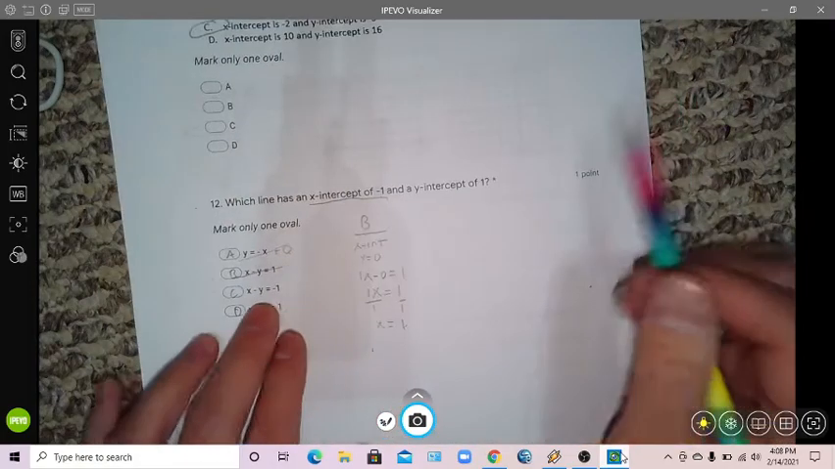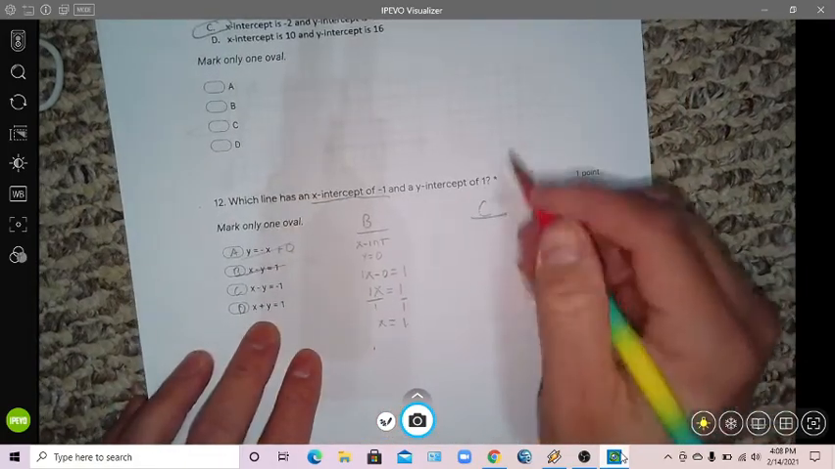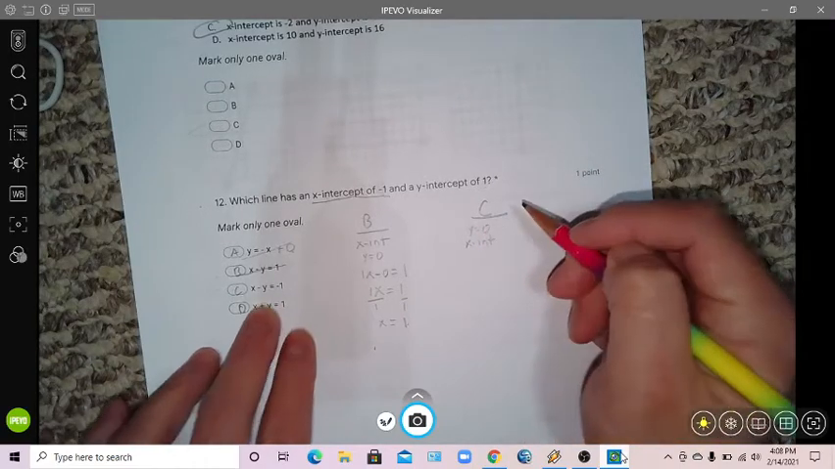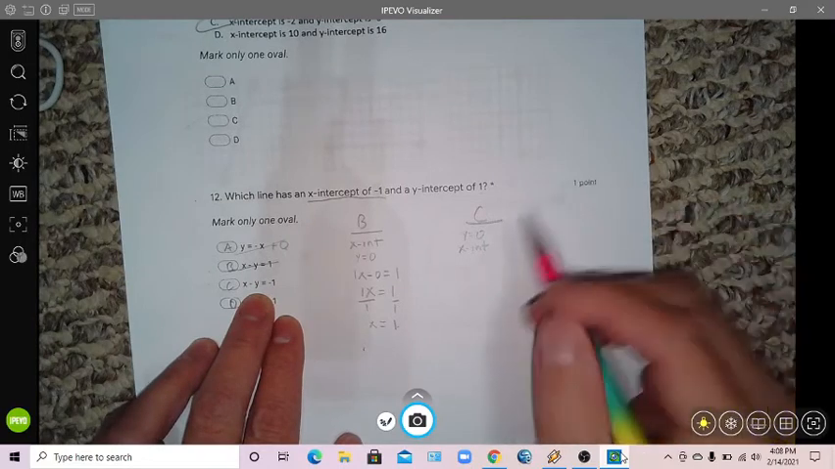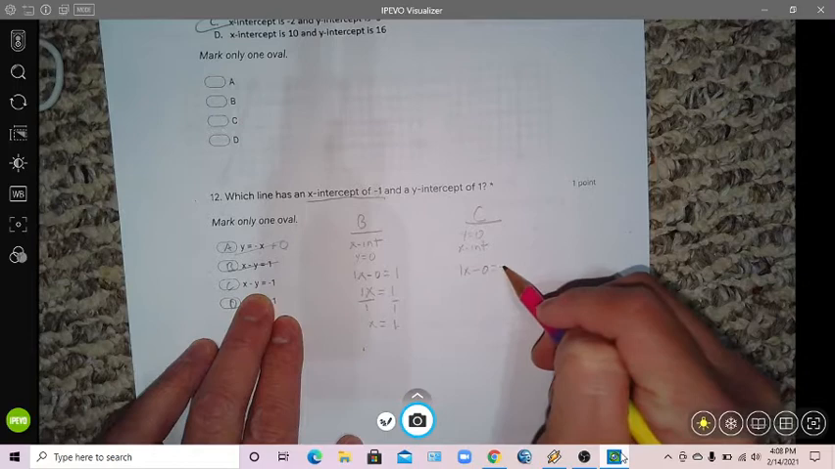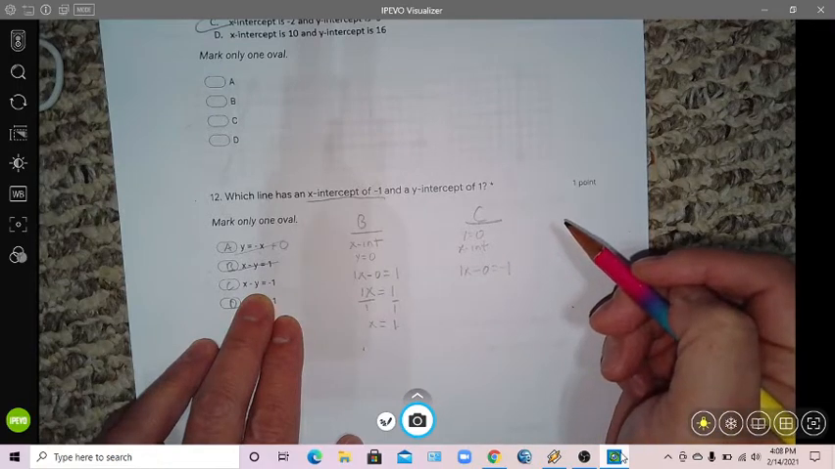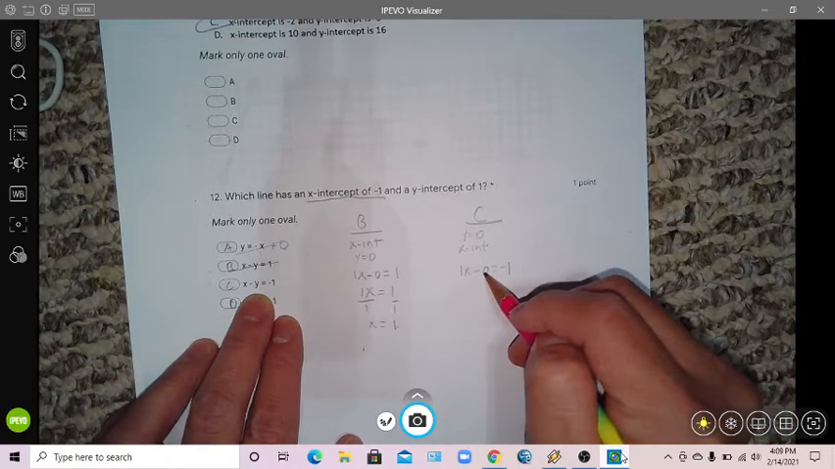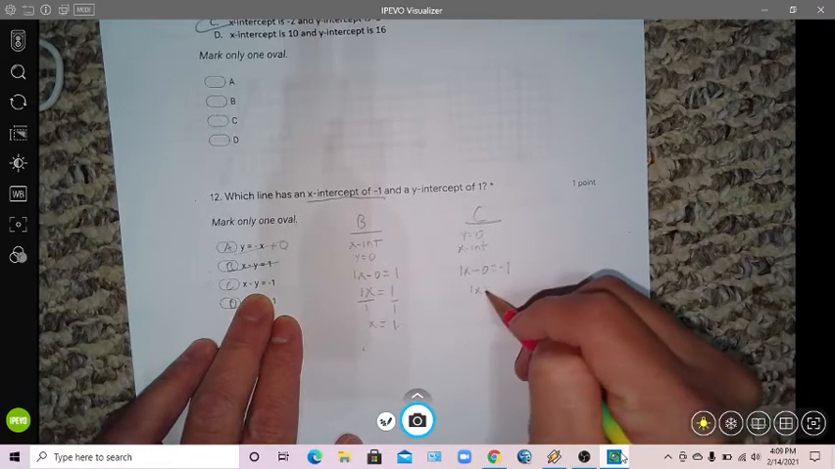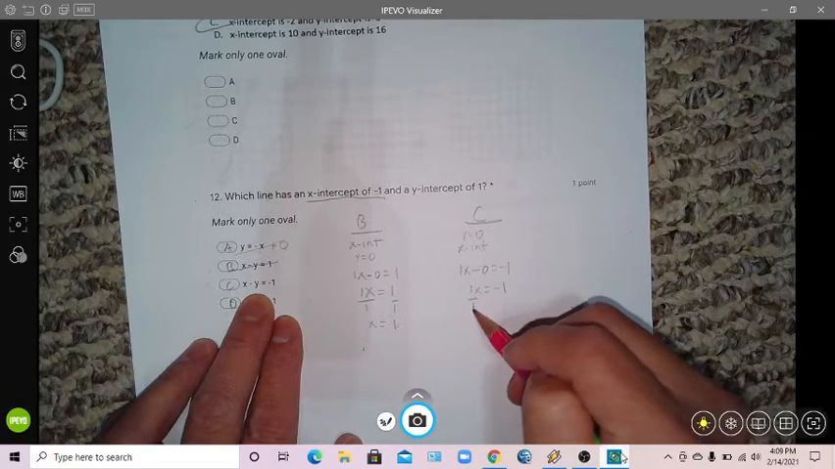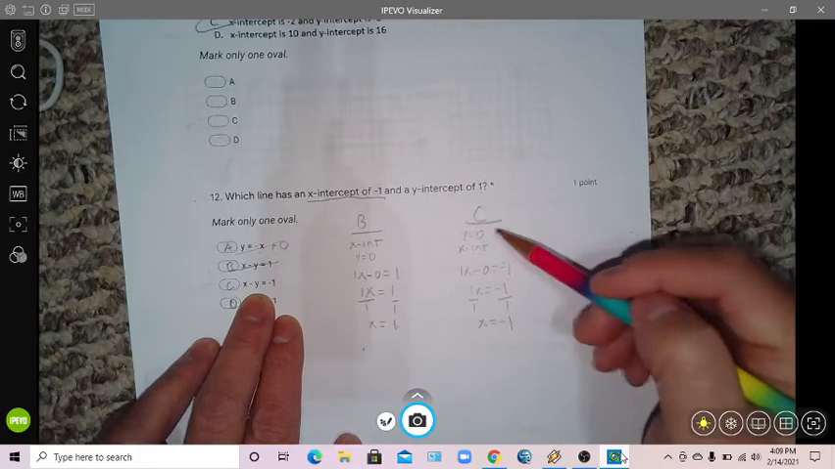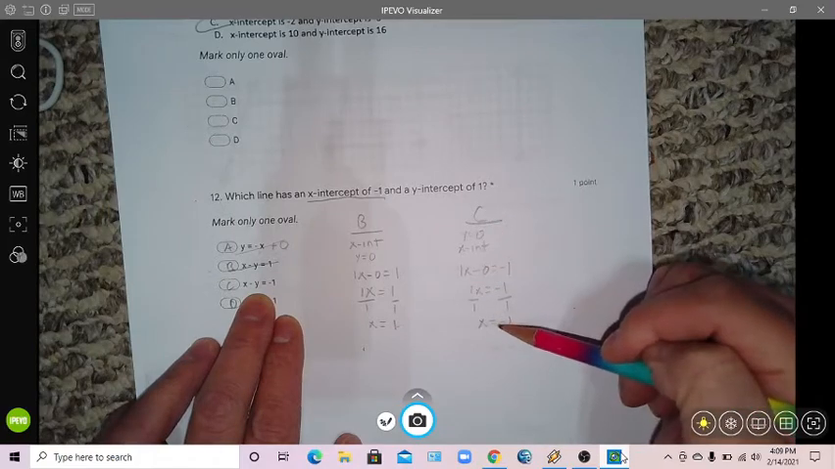So let's try option C. Again, for the x-intercept, y equals 0. So 1x minus 0 equals negative 1. Minus 0 I can ignore. 1x equals negative 1. If I divide by 1, divide by 1, x equals negative 1. So for option C, the x-intercept does equal negative 1.